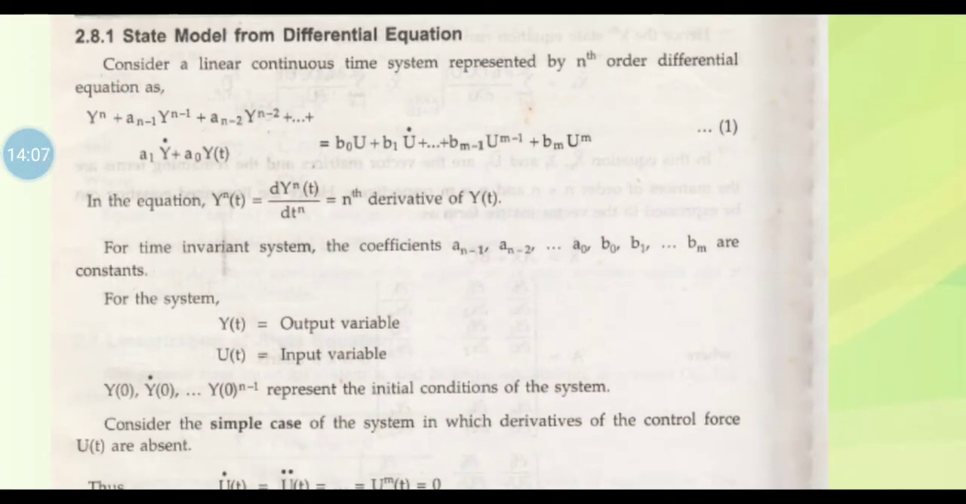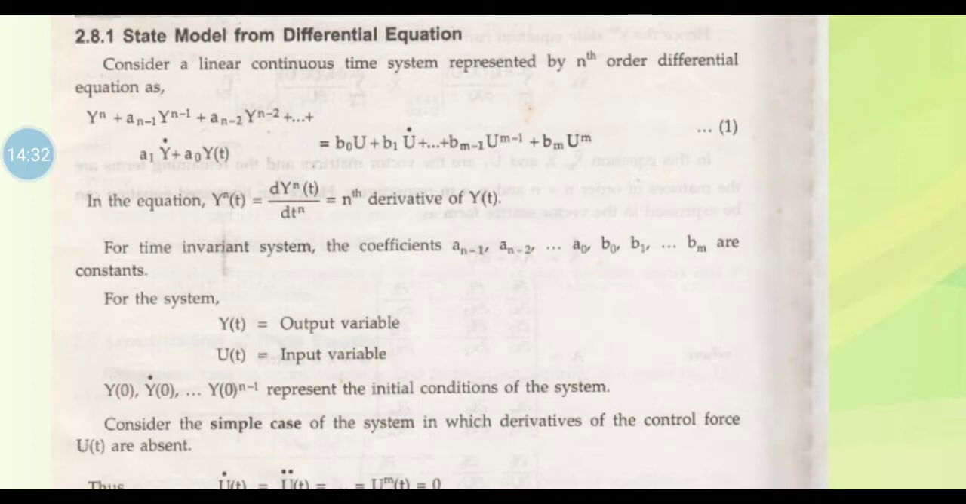Next, state model from differential equation. So, how to have a state model from a differential equation? We'll consider a linear continuous time system represented by an nth order differential equation as y raised to n plus a n minus 1 y raised to n minus 1 plus a n minus 2 y raised to n minus 2, and so on up to a1 y dot plus a naught y of t. This is taken as equation 1.